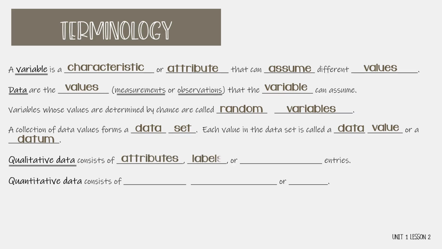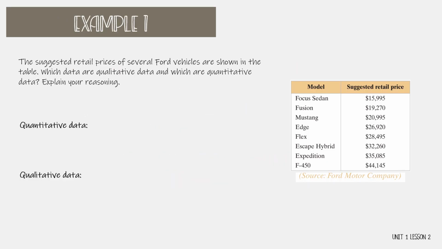Qualitative data consist of attributes, labels, or non-numerical entries, whereas quantitative data consist of numerical measurements or counts. Example 1. The suggested retail prices of several Ford vehicles are shown in the table. Remember, this is old data. Which data are qualitative data and which are quantitative data? Explain your reasoning. So let's look at the table.